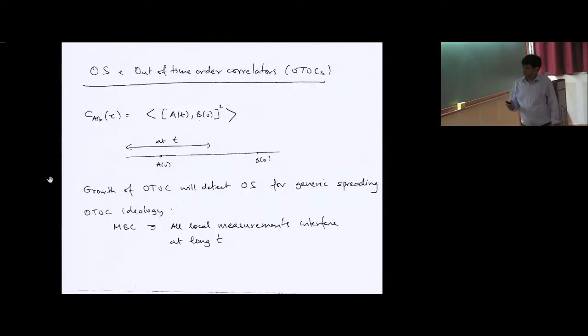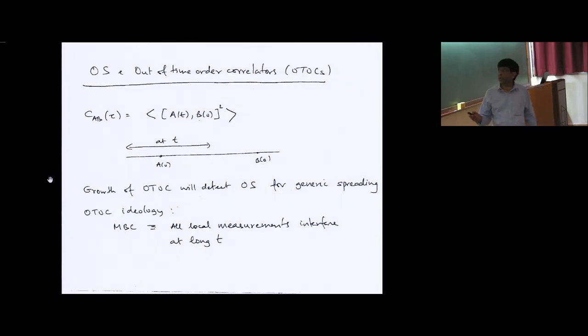Right. So what are these OTOCs? Well, they go back to Larkin and Ovchinnikov. This is stuff I suspect all of you are familiar with, but let me go over it anyway. So one way of defining the object is you start with two local operators and you evolve one of them. And then you take the commutator of the two, square it, and you take its expectation value in something.